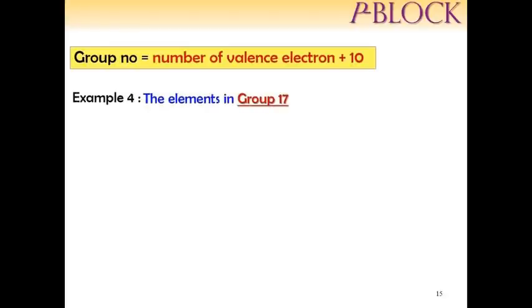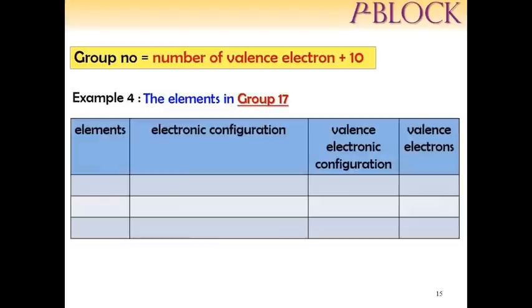For elements in group 17, the group number is determined by the number of valence electrons plus 10. Examples of elements in group 17 that are in the P block are fluorine, chlorine, and bromine.